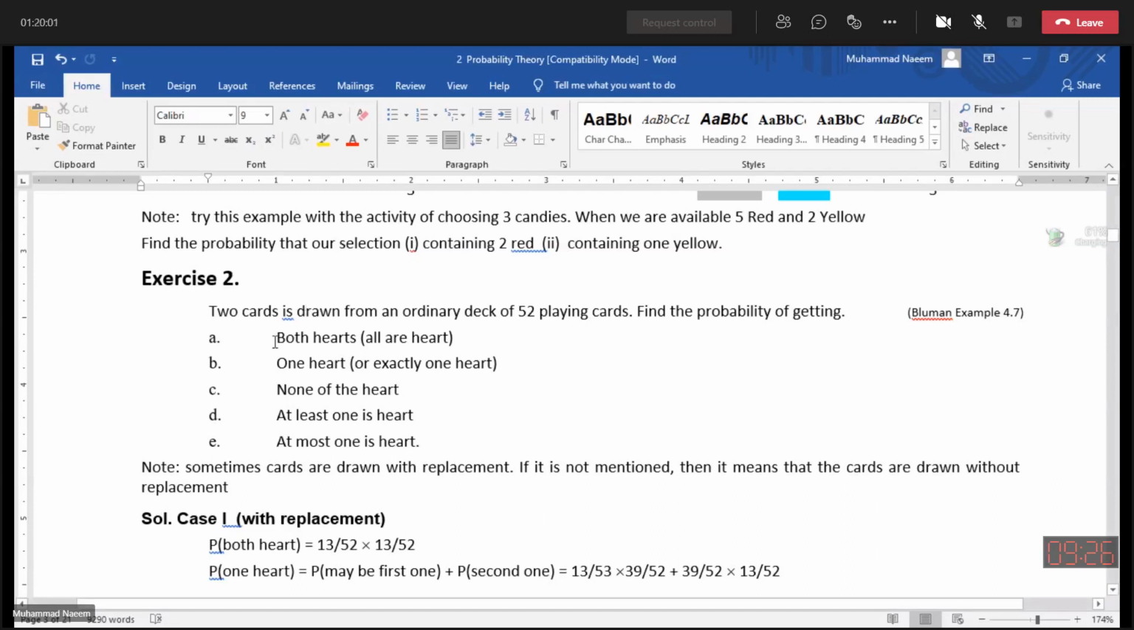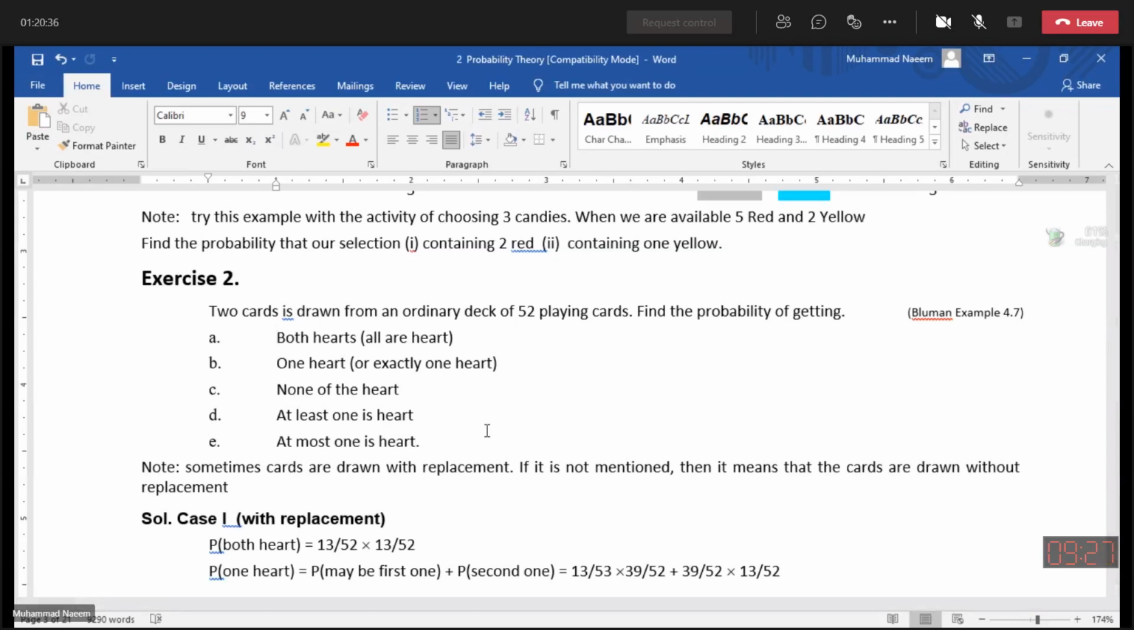What is required? We need to find out the probability that both are heart. One is heart. Exactly one is heart. All these findings are about our selection. None is heart. At least one is heart. At most one is heart. Okay, it depends how we draw these cards.